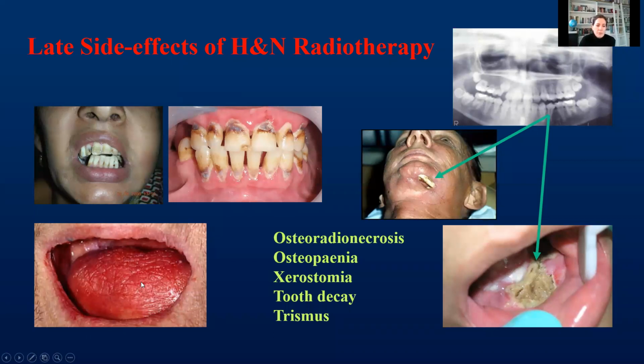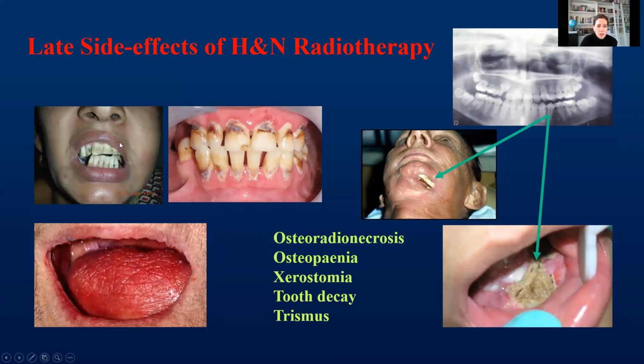The other thing just to mention is that the minor salivary glands in your mouth are just as important as the major salivary glands in your mouth, because all your salivary glands create different types of saliva, and you actually need all of them. But again, it's very difficult to spare the minor salivary glands if you're treating the oral cavity. Trismus is a very unfortunate side effect.